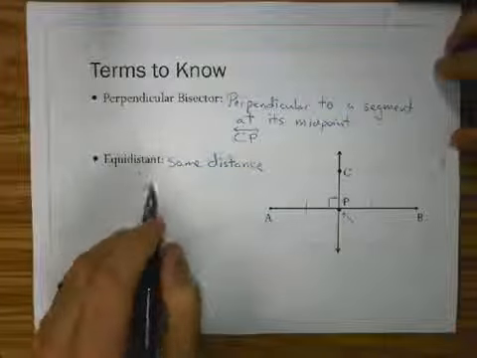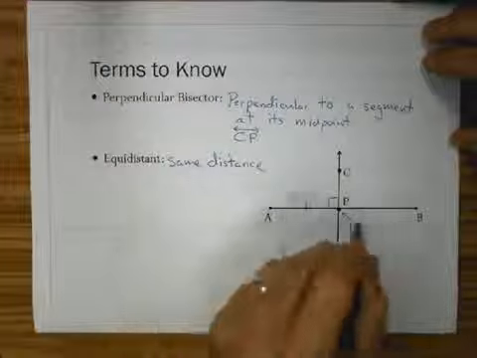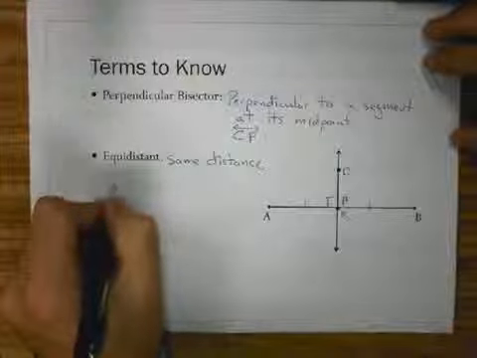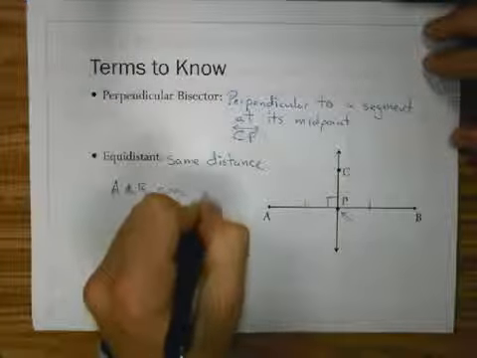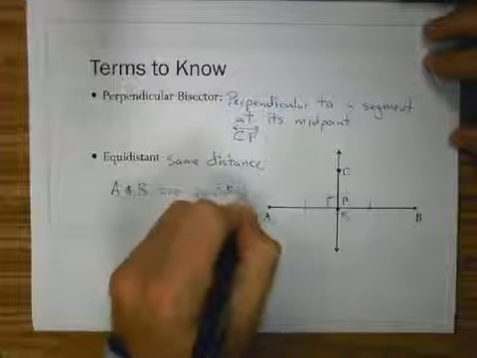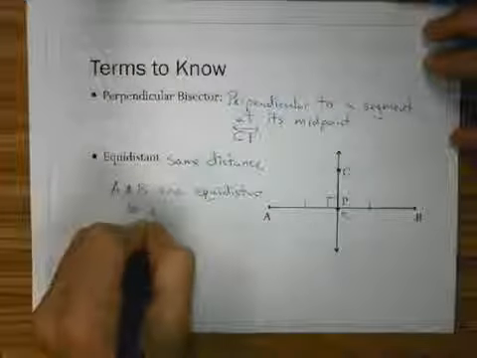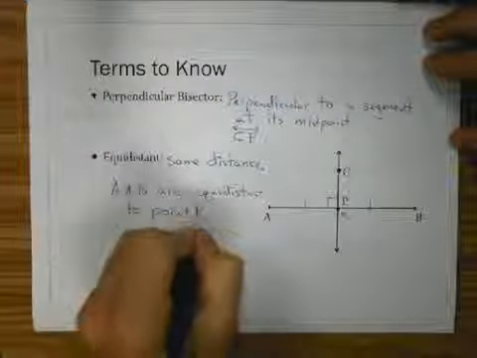We also have the term equidistant, and we're just going to think of equidistant as meaning the same distance. So if I have P as a midpoint, I know that A and B are equidistant to point P.